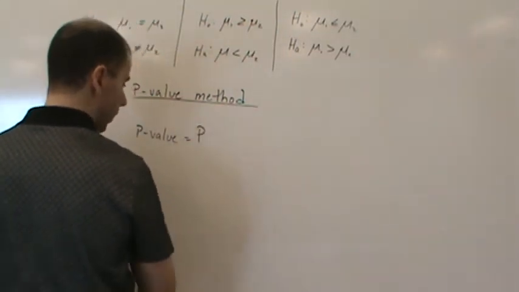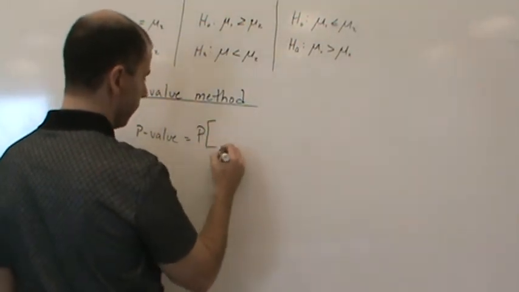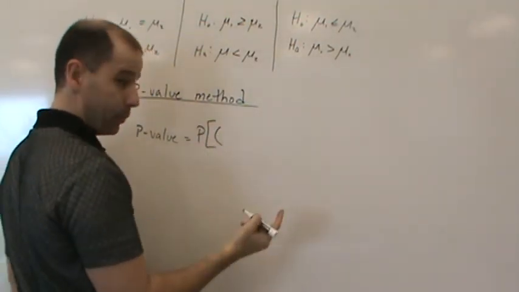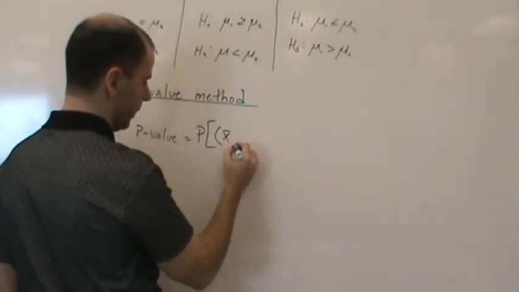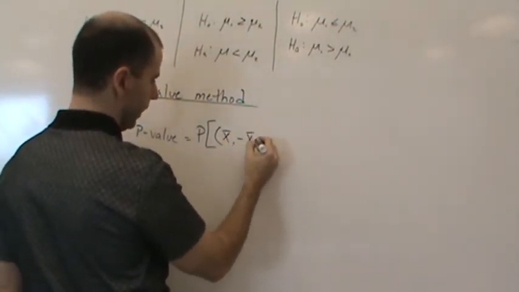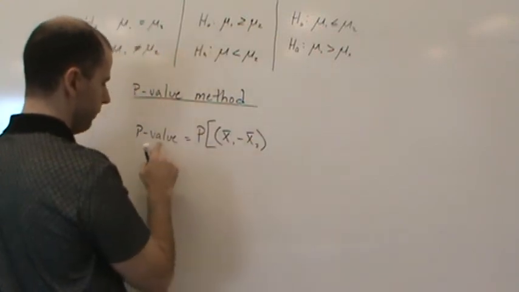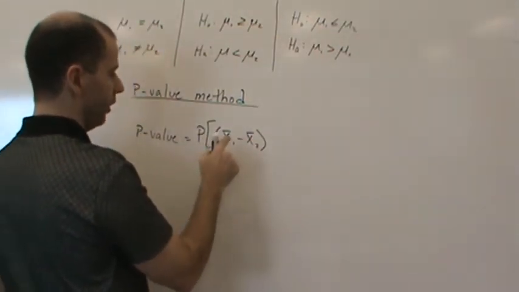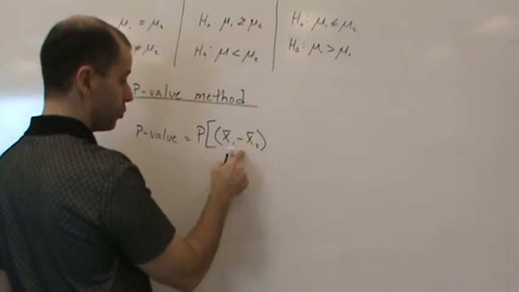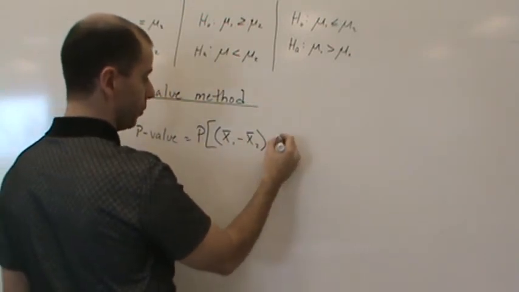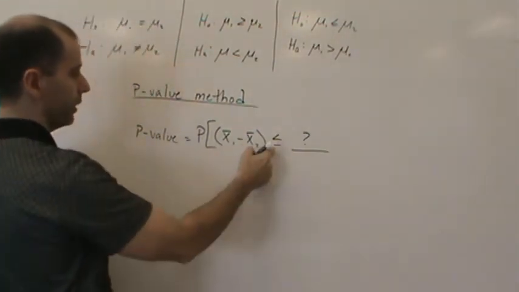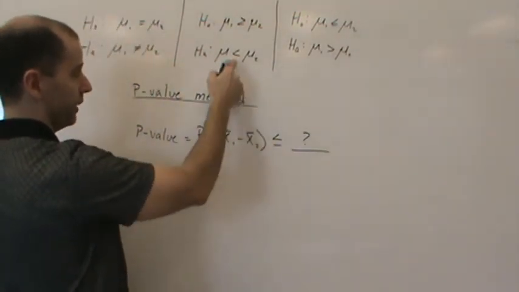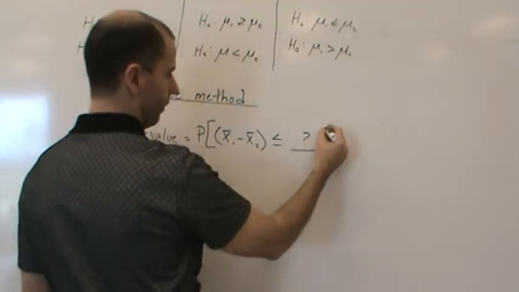Just like we did before, we could test the probability that your sample statistic, that's x bar 1 minus x bar 2, right? We could say the p-value is equal to the probability of being as extreme or more extreme than the value that we got from the sample. So it would be less than or equal to whatever we got, because we're considering a left-tailed test here, okay?